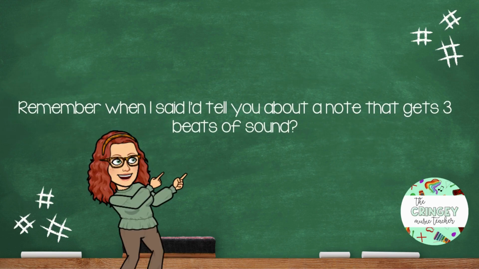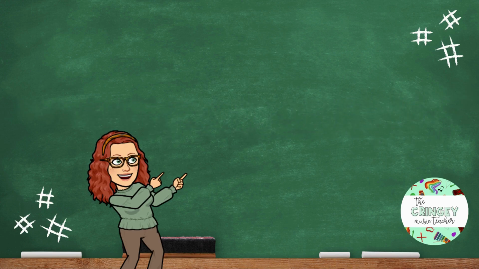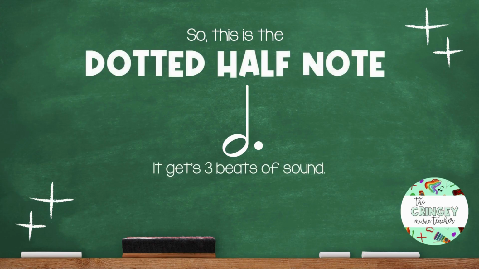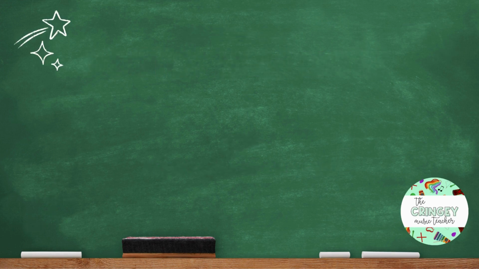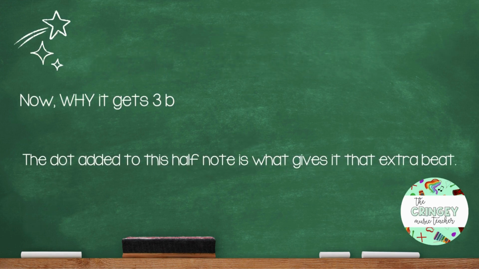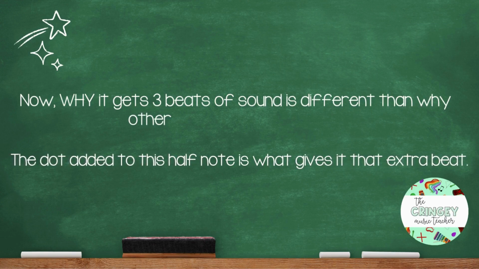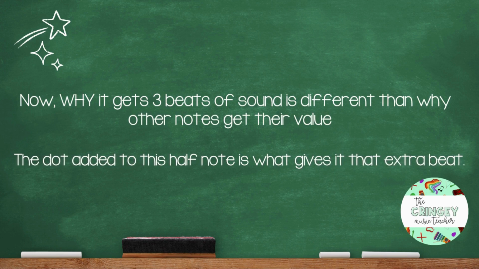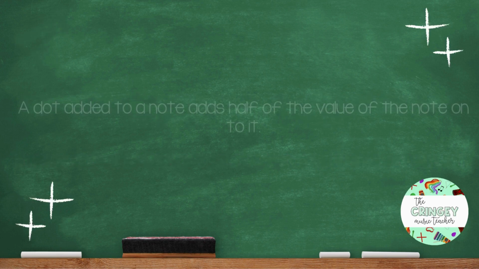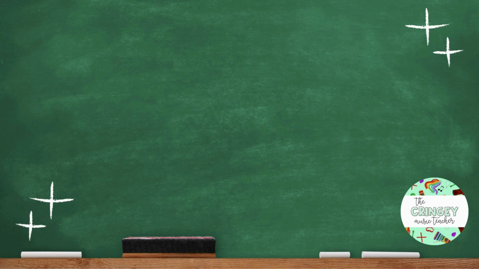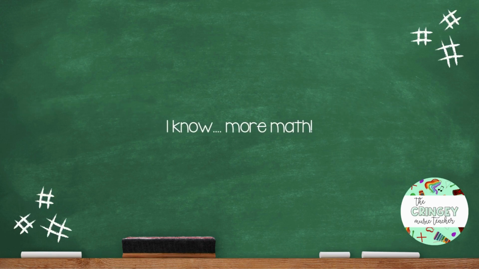Remember when I said I'd tell you about a note that gets 3 beats of sound? Now I'm ready to explain. So this is the dotted half note. It gets 3 beats of sound. Now, why it gets 3 beats of sound is different than why other notes get their values. The dot added to this half note is what gives it that extra beat. A dot added to a note adds half the value of the note onto it. I know, more math.